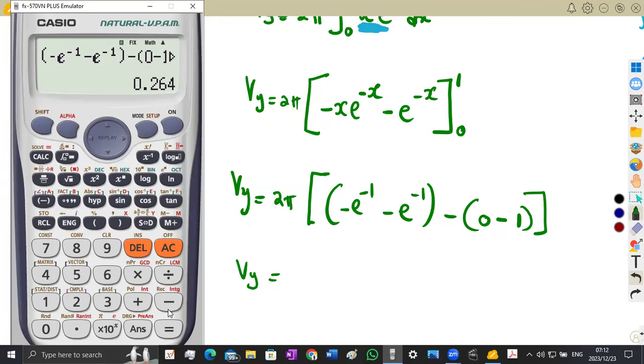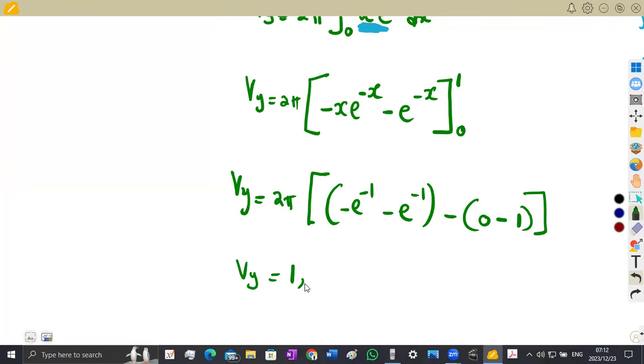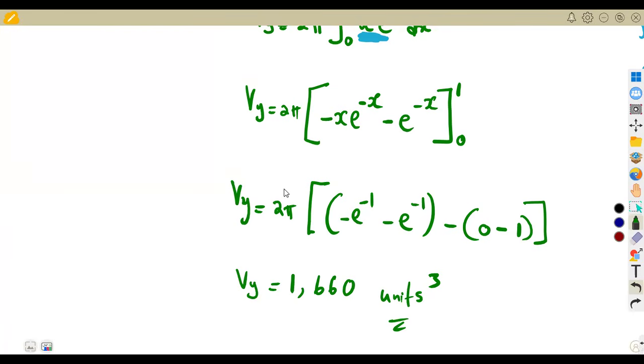Already here, on my calculator, I have fixed this to 3 decimal places. Remember that: shift, setup, fix, press 6, then 3 decimal places, like that. So it rounds off your answers to 3 decimal places. Then we multiply times 2 pi, because there's a 2 pi outside there. So this is 1.660 to 3 decimal places. This is our volume, which is measured in cubic units. That is how we obtained our volume with respect to y.